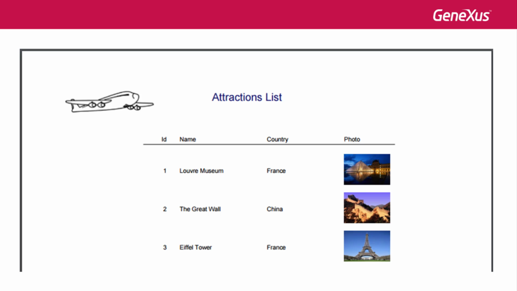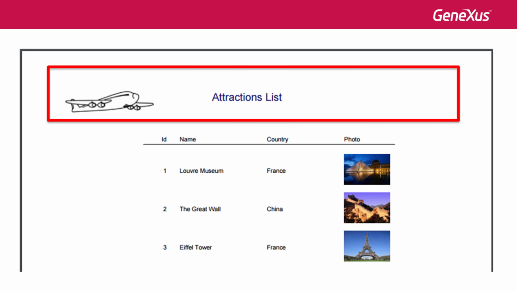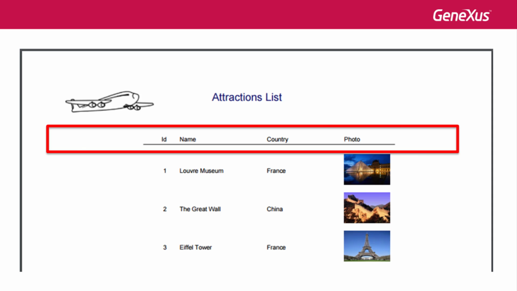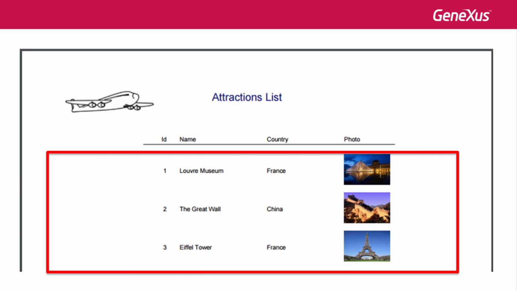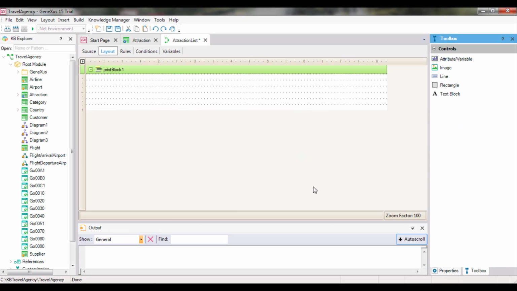Note that we will want to show two fixed contents, such as the list title with an image, and the column titles with a line below them. Next, we add the attraction details that we want to show, which will change line by line because we want to show the data stored in our database. We may define three print blocks. One with the list title and its image, another one to show the column titles with the line below them, and a third print block where we will display the tourist attraction details. So let's start to define this.